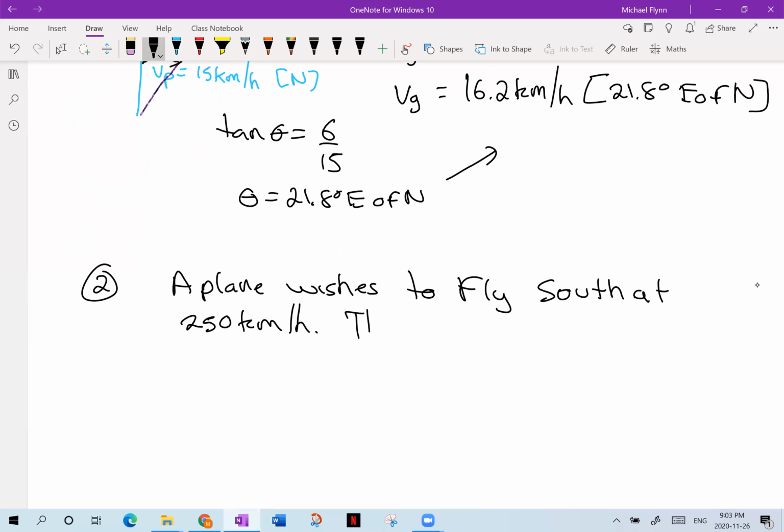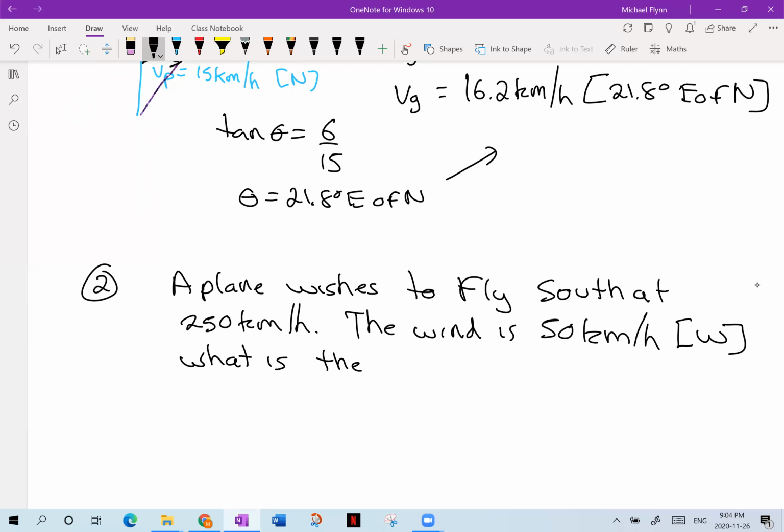The wind at altitude is, let's make it, 50 kilometers per hour west, okay? The question is, what is the airspeed and heading?